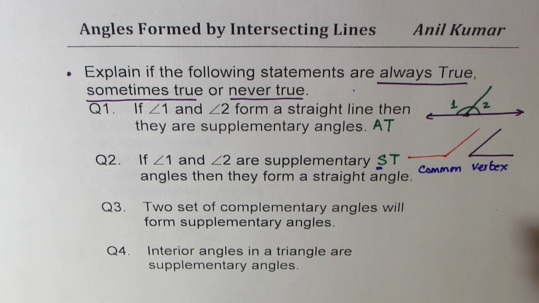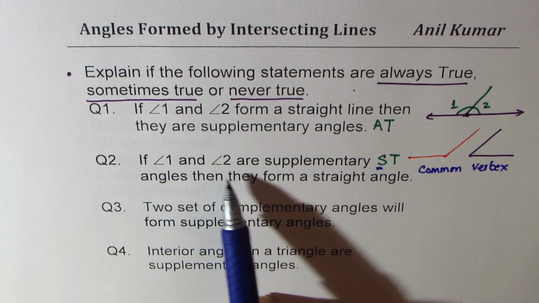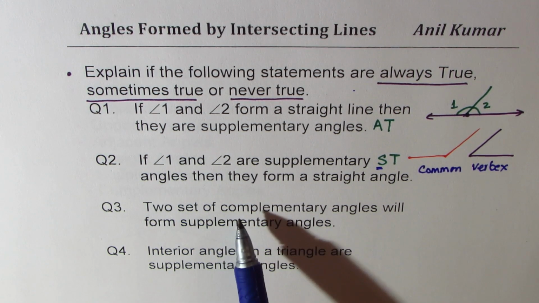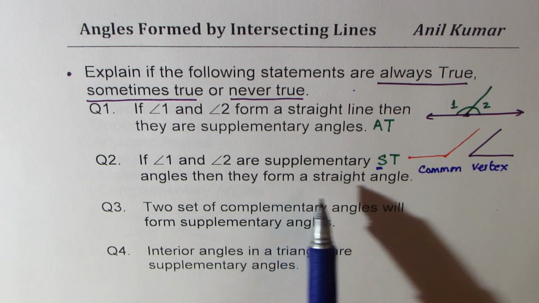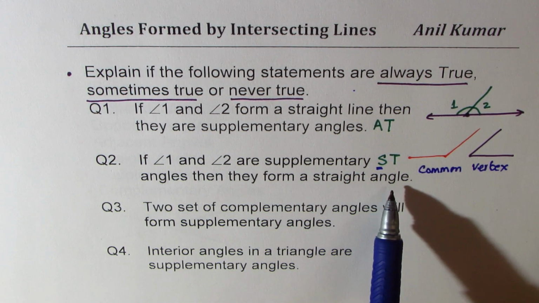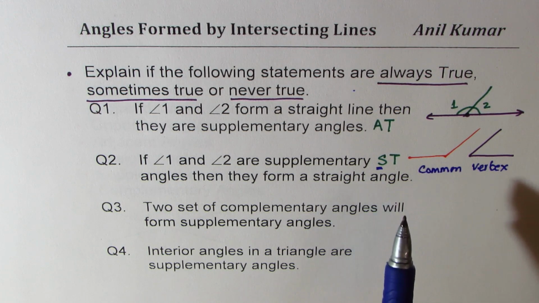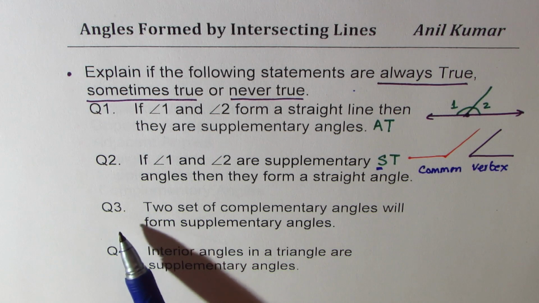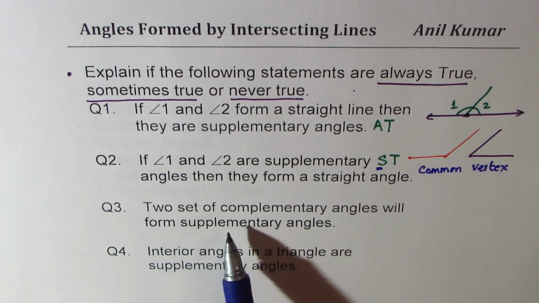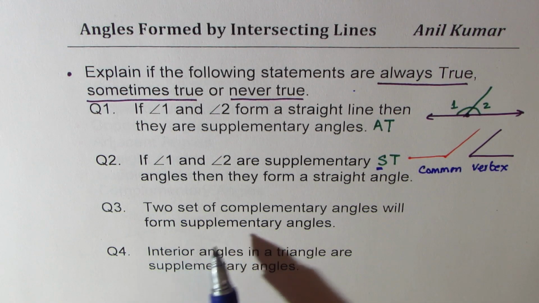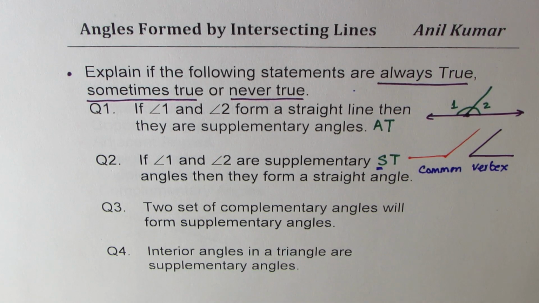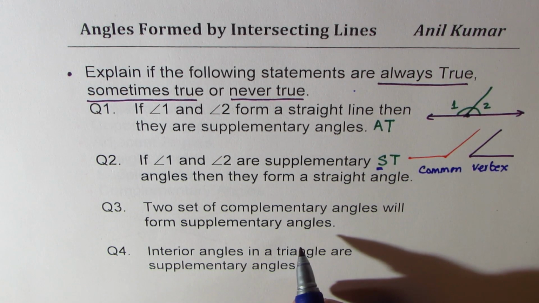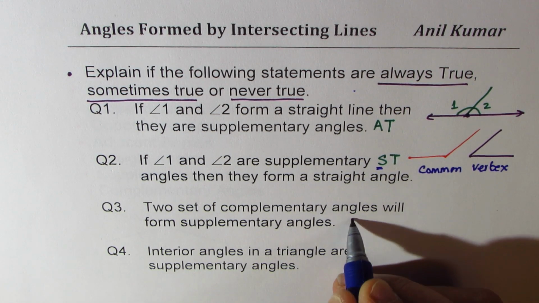Okay? So if angle 1 and angle 2 are supplementary, that means they add up to 180 degrees. In that case, they may not form a straight angle. Okay? Because a straight angle means a straight line. Question 3. Two sets of complementary angles will form supplementary angles. This statement is sometimes true.